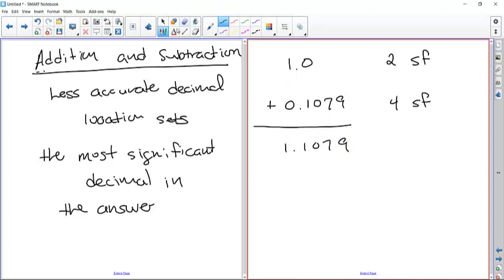But as far as the least accurate decimal, it's this one right here. It's set by this number, so it's saying the tenths place. So we can't have accuracy beyond the tenths place, so this extra stuff here doesn't count. We can only add this tenths with that tenths to get the final answer. So the answer to this would be 1.1, not 1.1079. So the final answer is two significant figures, and it's limited by that particular place.